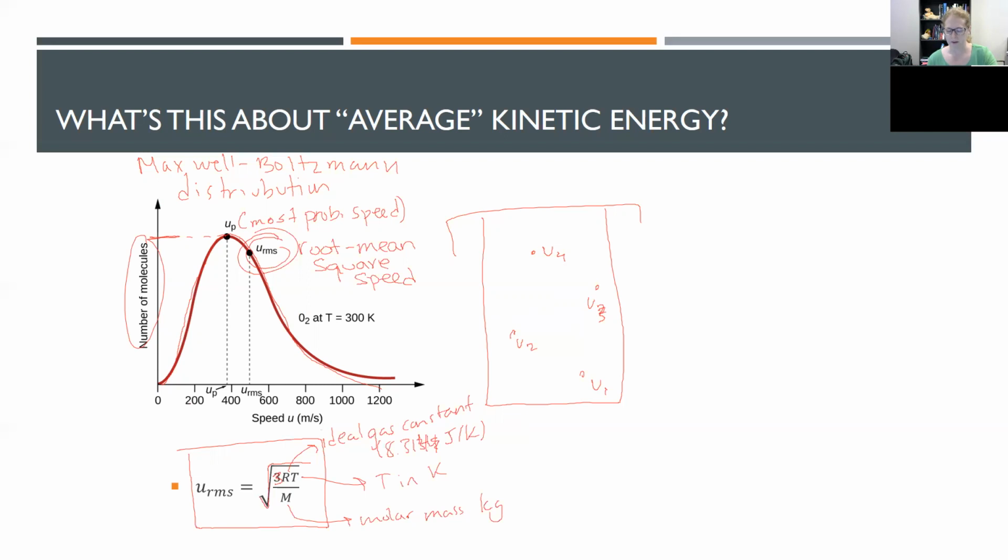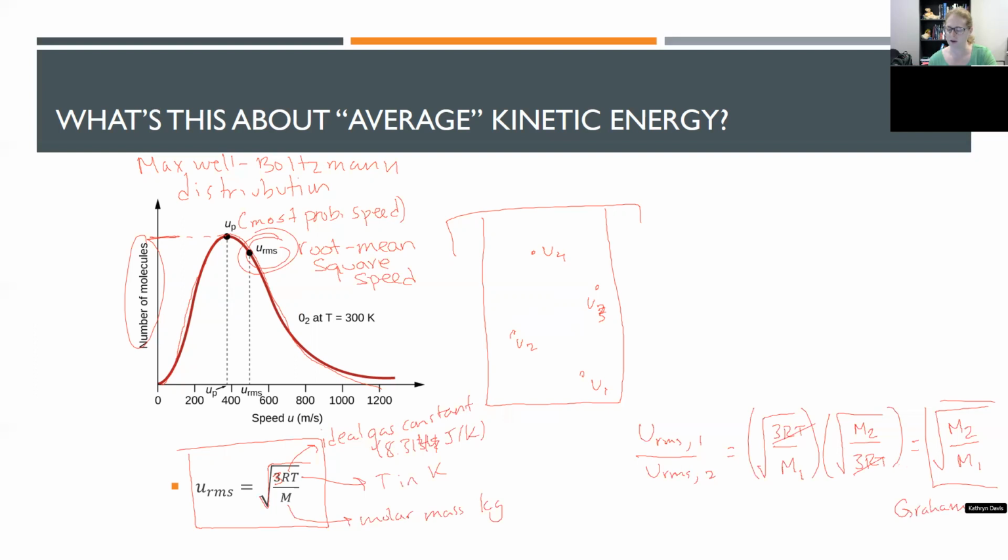What we do instead is we compare 2 speeds. So we'd say u rms of gas 1 divided by u rms of gas 2. And by the way, what that would end up being is the square root of 3RT over molar mass, and then fractions, right? It'd be the square root of molar mass 2 over 3RT. And so we don't see this. What we end up seeing is that it's the square root of M2 over M1. This right here is what we call Graham's law, which you read about in your book, Graham's law of diffusion.